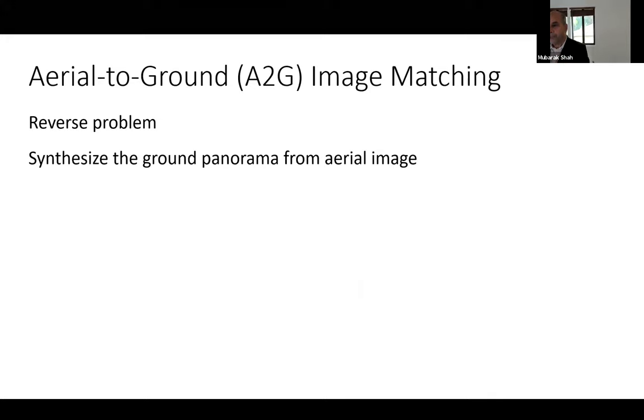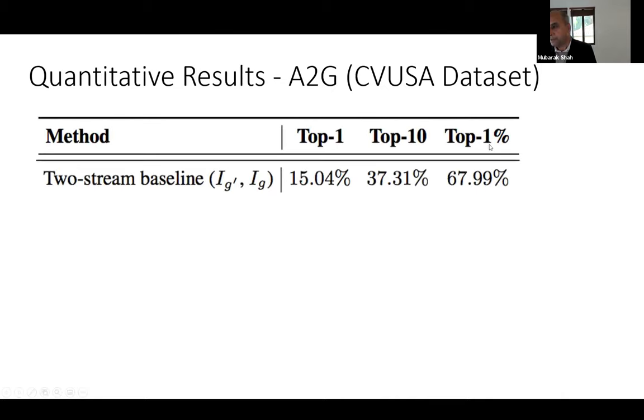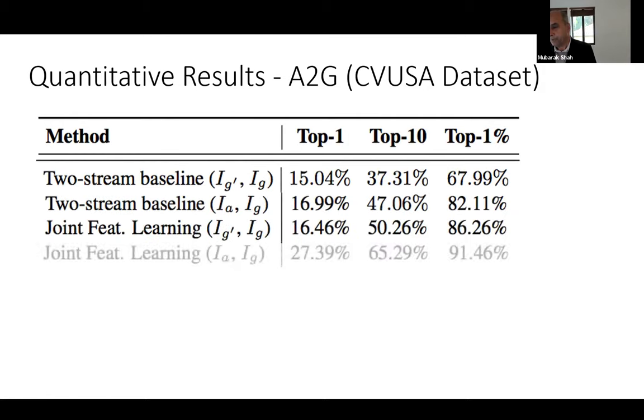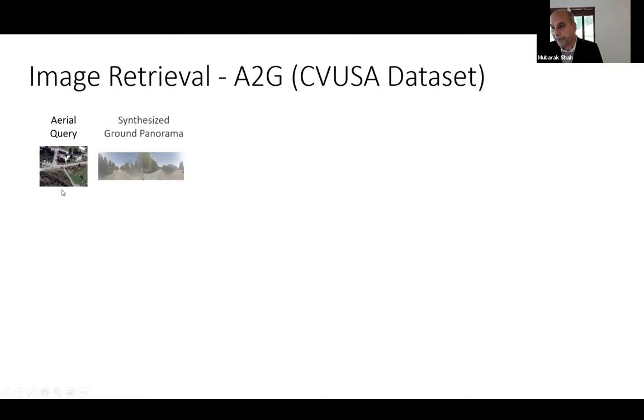Now we can do aerial to ground also, because it's the same thing, we can just change it, okay? It's the reverse problem, so we synthesize the ground panorama from aerial. Again, these are the numbers. We do pretty well when we do the feature fusion, 44% compared to 15 or 27. So these are retrieval results: an aerial query here, and then the synthesized ground panorama.